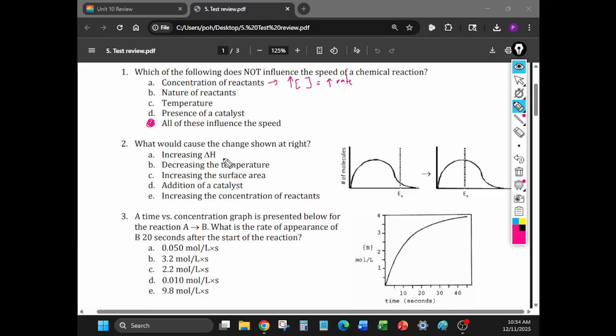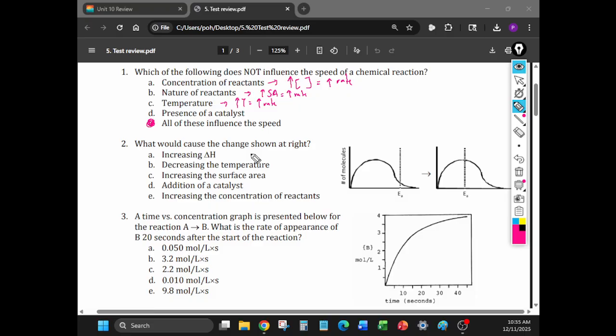Nature of reactants is another way of saying the state of matter. Is it a solid, liquid, gas, or is it like powder or pellets? So we know that if we increase the surface area, we will also increase the rate. Temperature, we know, also affects the reaction rate. You increase the temperature, you're going to increase the rate. And then we know that if there is a catalyst, that will also increase the rate.